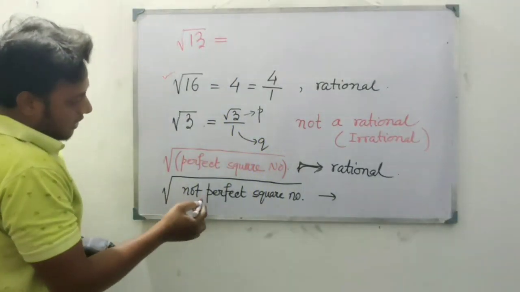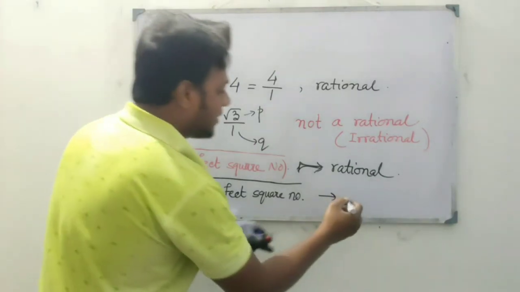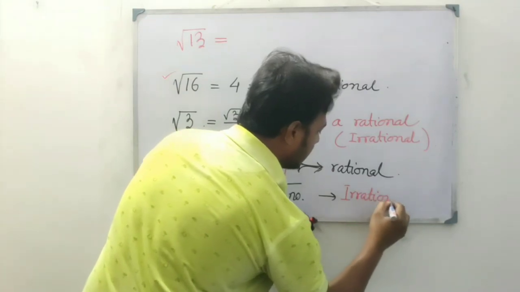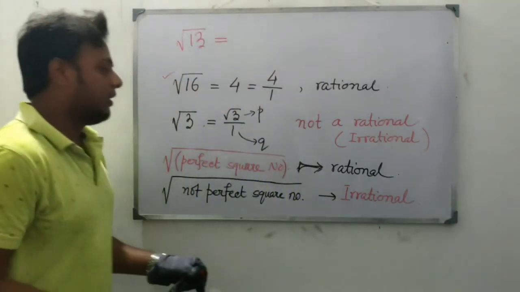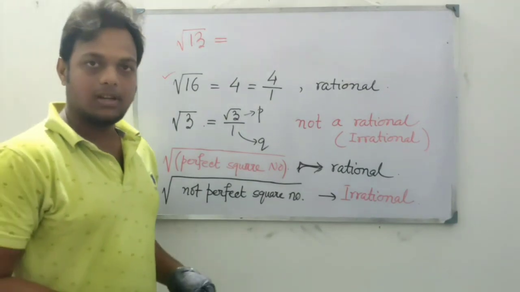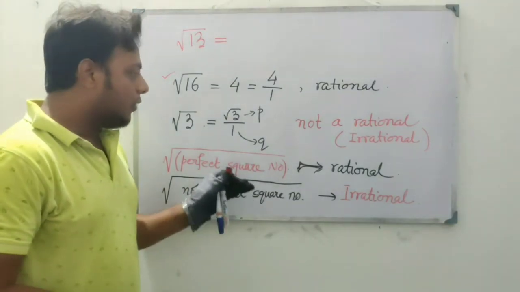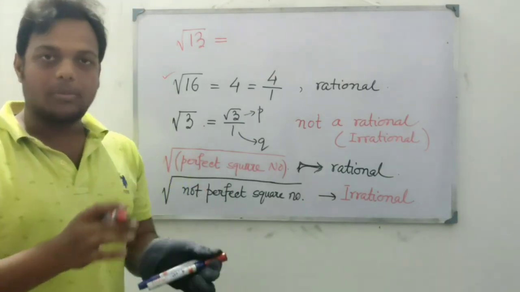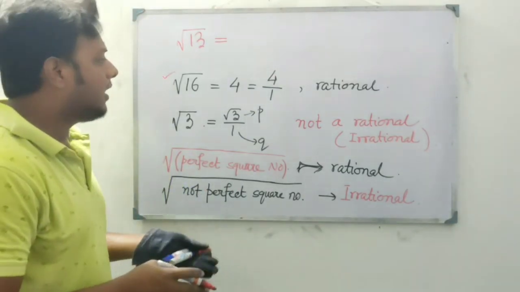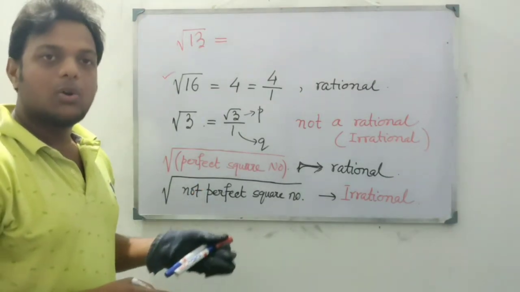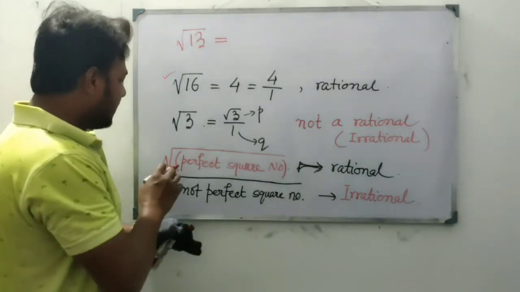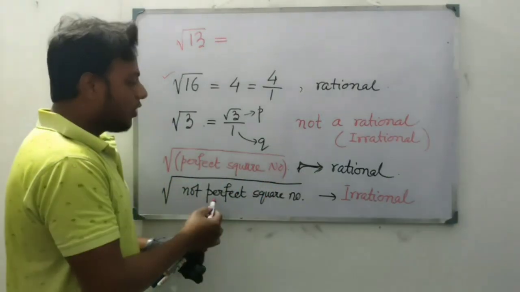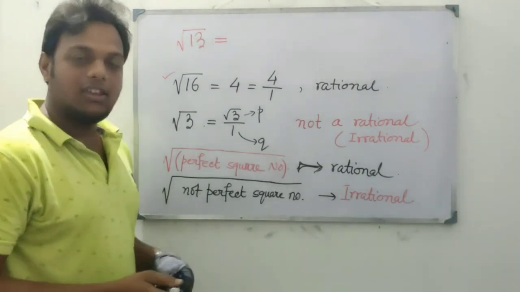So in the square root, if it is not a perfect square number, then it must be irrational. Understood? Hope you get the idea. For a square root number, whether rational or irrational, we can check: if inside the square root the number is a perfect square, then it must be rational. If it's not a perfect square number, then it is irrational.